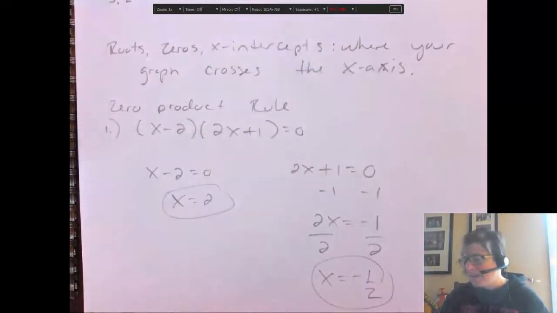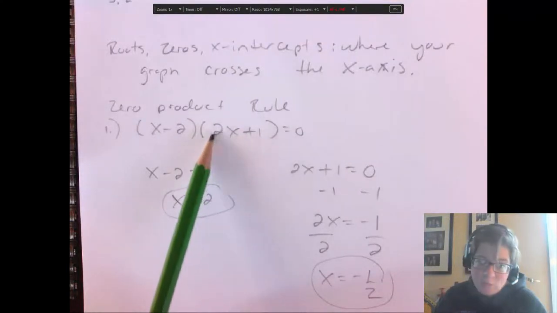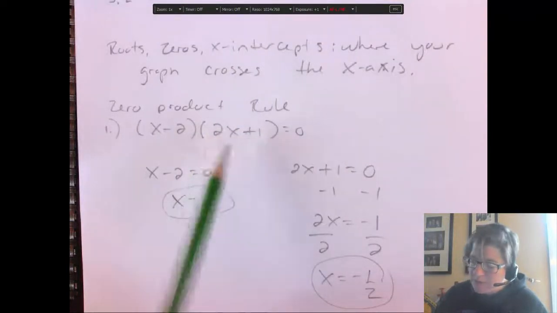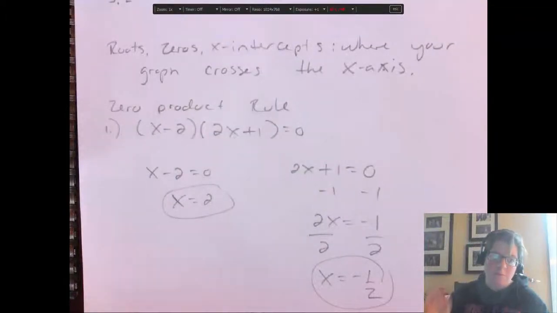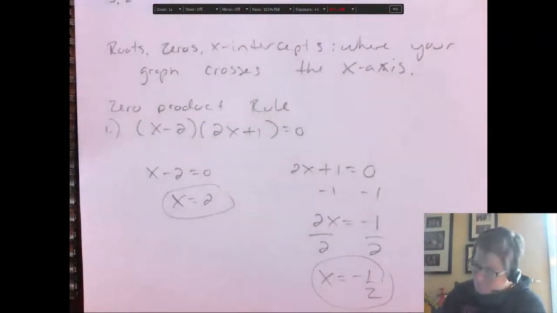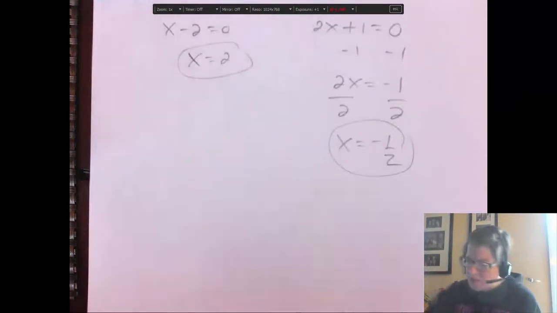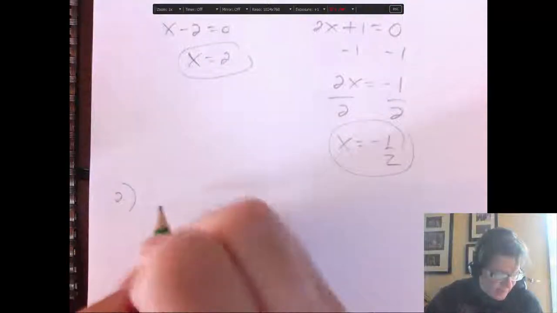And we can see if we put negative 1/2 in here, negative 1/2 times 2 is negative 1. Negative 1 plus 1 is 0. 0 times anything is 0. So we're looking at where each factor makes a 0. And let's look at one that gets a little harder that we have to factor.